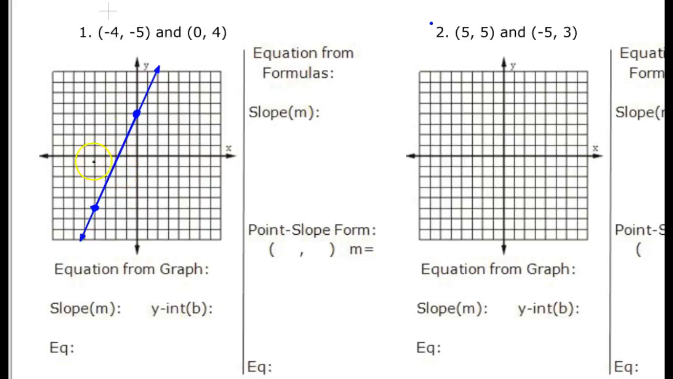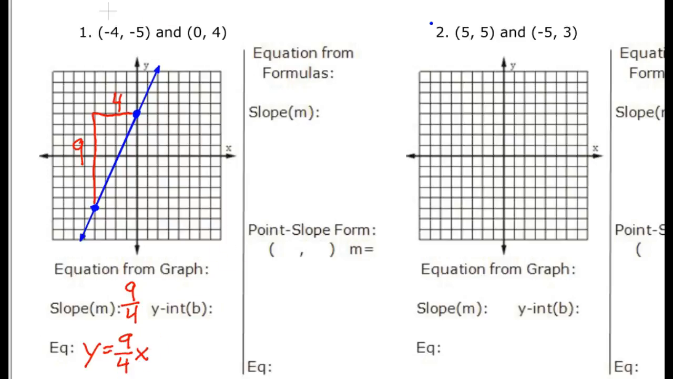So what is the slope? You can just count up and over. How many up? How many over? So up 9 and right 4. Slope is 9 over 4. So we know the beginning of the equation is y equals 9 over 4 x.